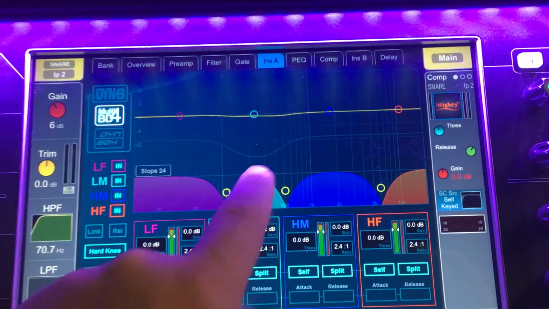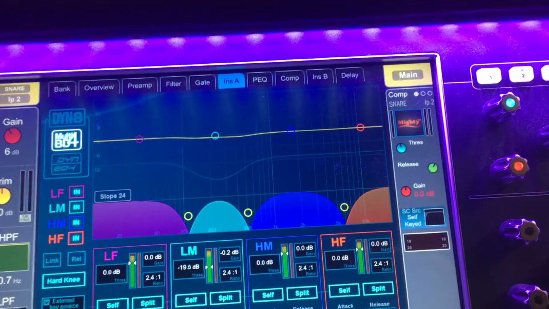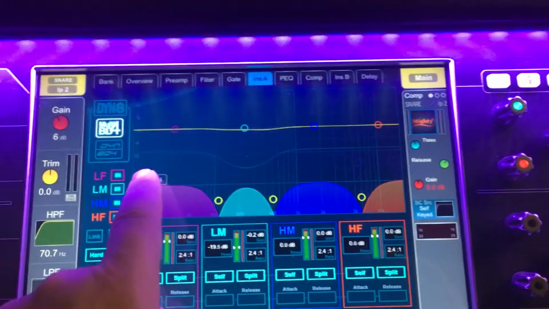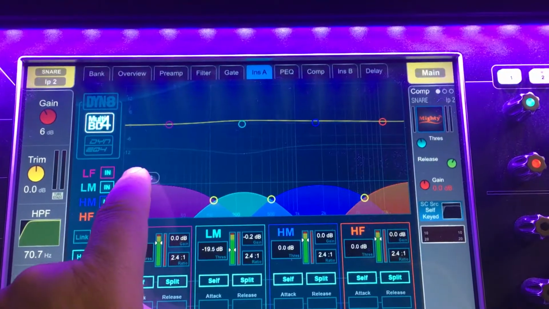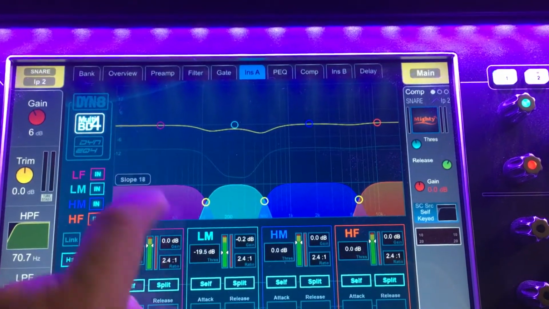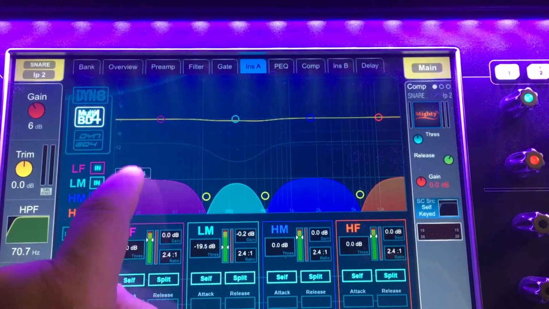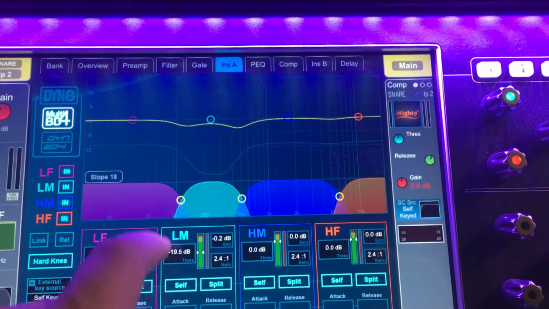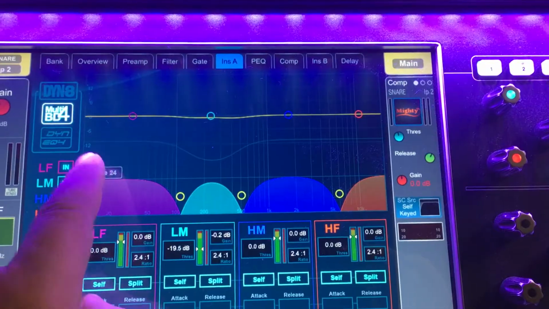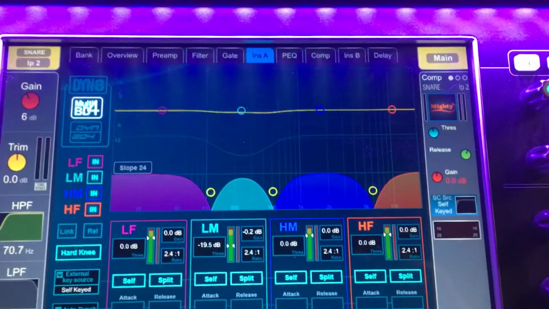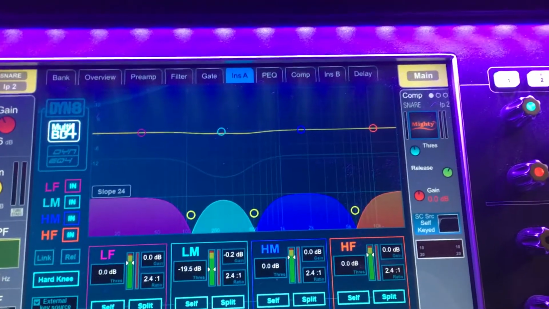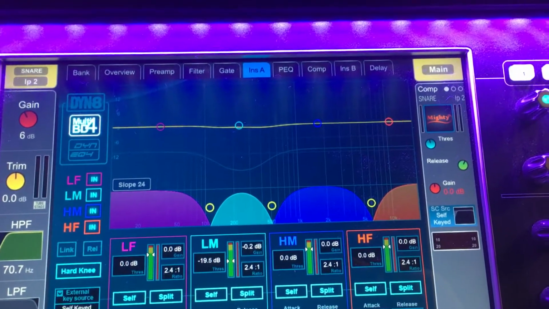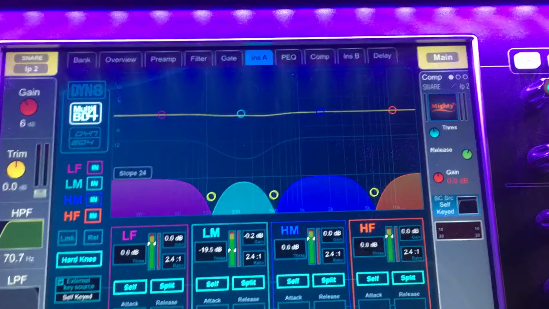These are the shapes of the crossover filters. And I can see that the slope is really steep now at 24. I have different slope options, three different options. I have 6 dB per octave of crossover, 18, or 24, which is the most divided. This is the most surgical crossover point between two filters. These are the steepest curves of the crossover filters.